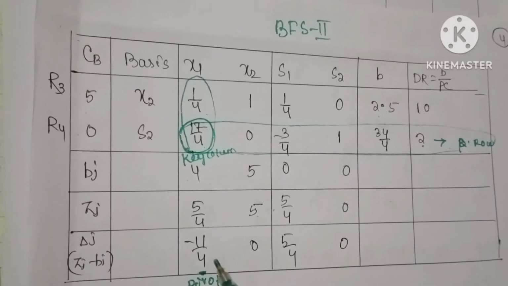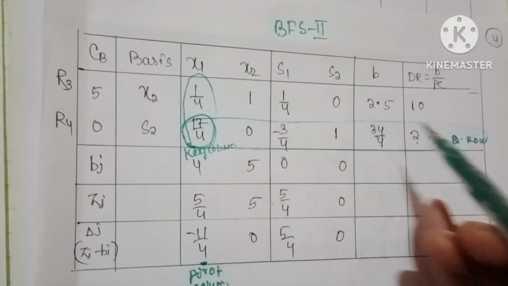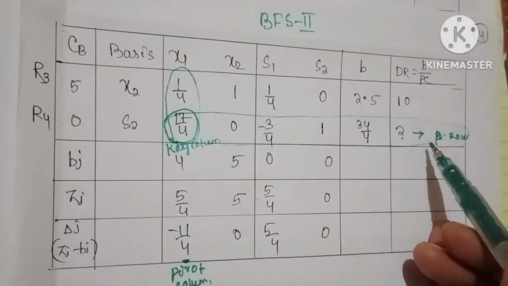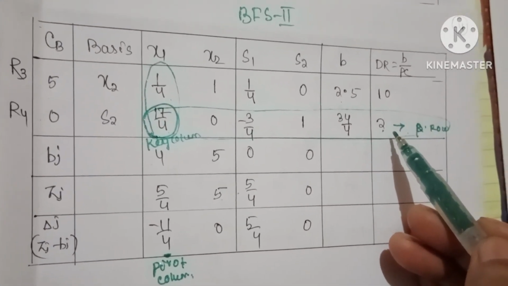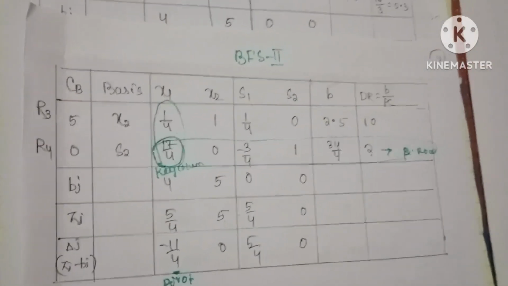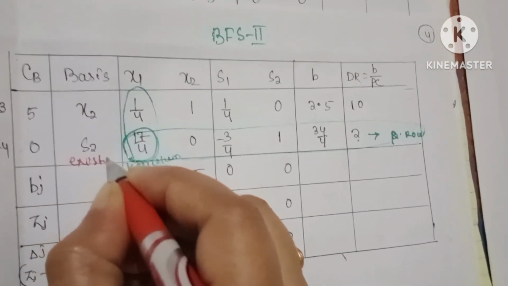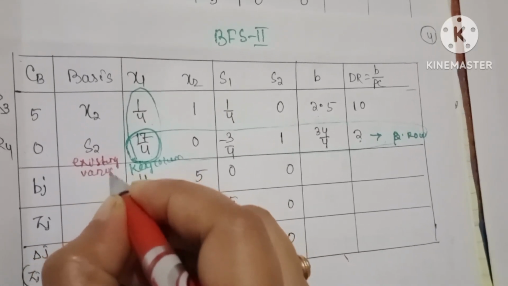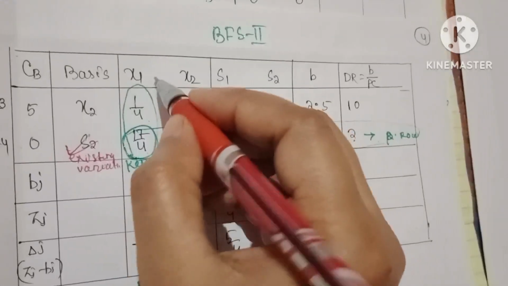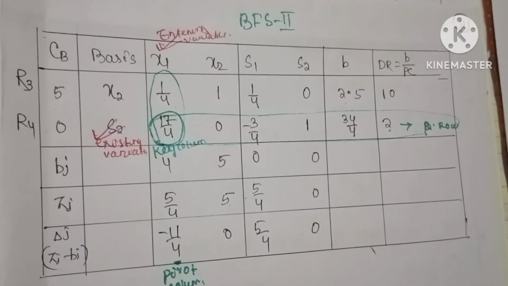As you know, the pivot column decides the entering variable, and the pivot row decides the outgoing variable, because this is the smallest number in this row. So here s2 is your existing variable or outgoing variable. And x1 is your entering variable or incoming variable while formulating the next BFS.